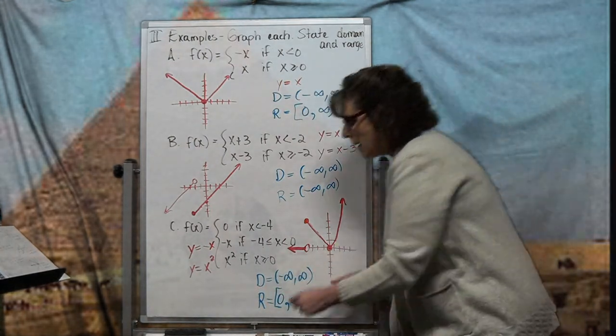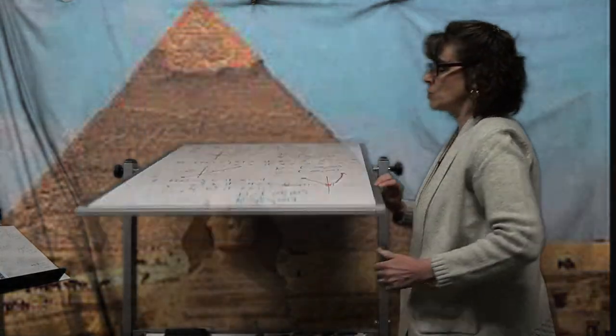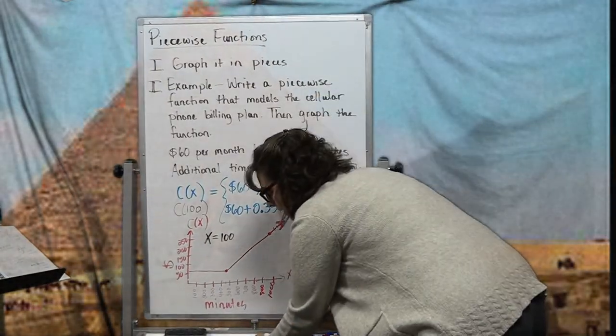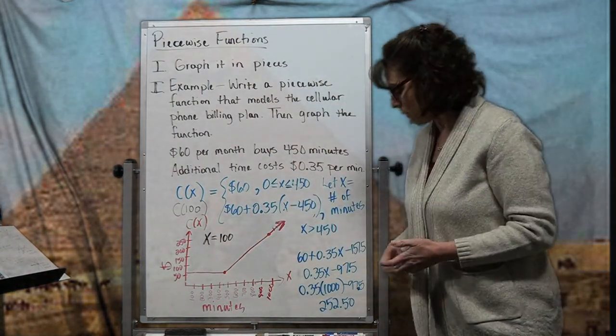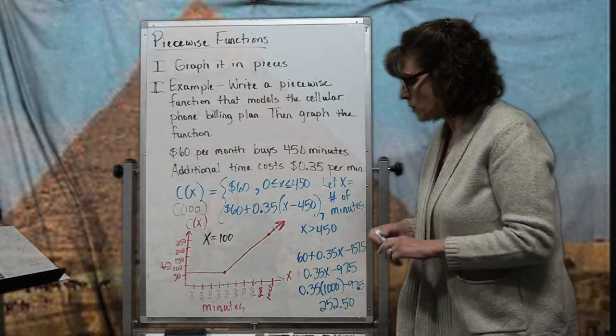Now, let's go back and talk domain and range on this one, and then I want to take a look at evaluating, kind of like we did right here when we said how would we evaluate cost of 100 or cost of 1,000. Let's talk domain and range on this one.